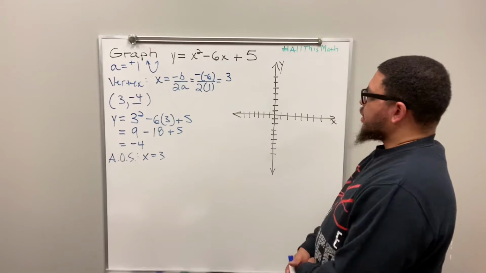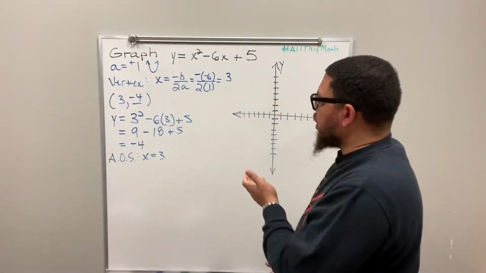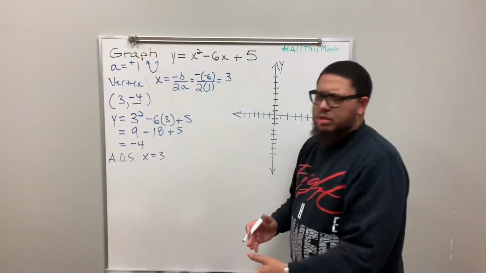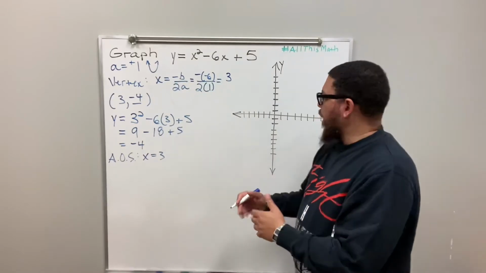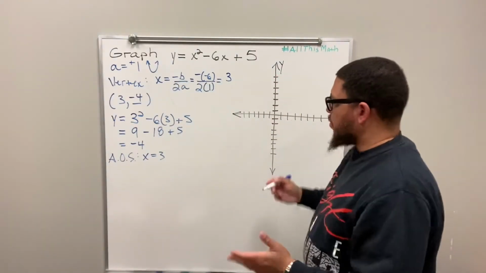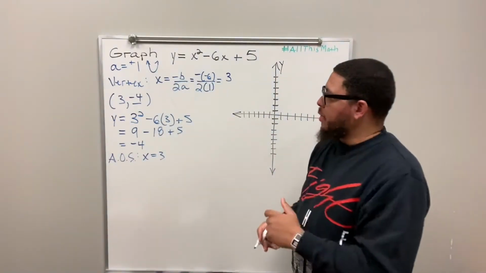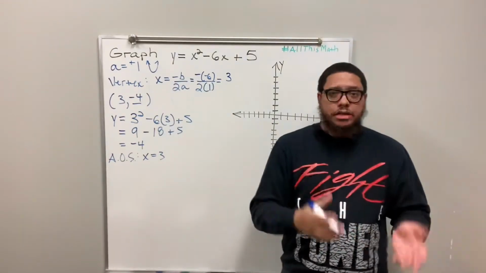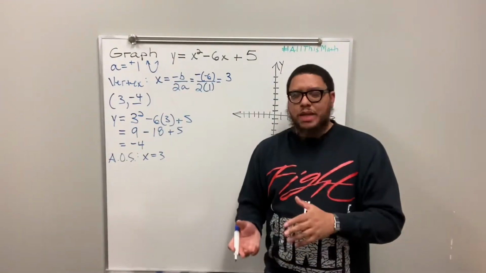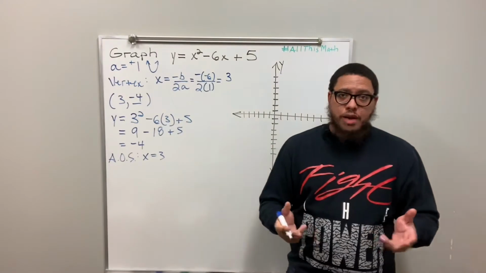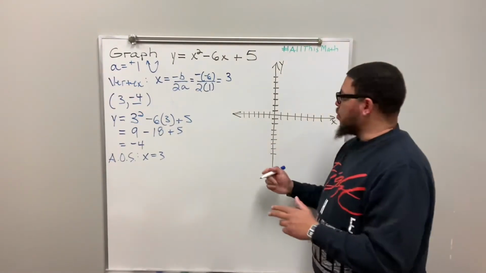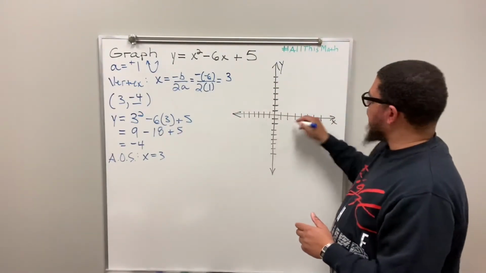Now, sometimes what we need to do is create a table of values, so we'll know actually where we're going to draw our parabola. But other times we could do something else. We can figure out what our x-intercepts are. Sometimes there's only one x-intercept. Sometimes there's 2. The x-intercept, again, is the points where the parabola is going to touch the x-axis.